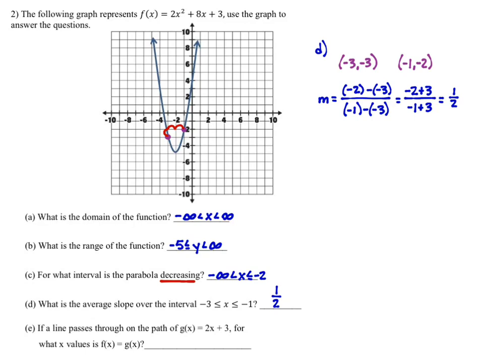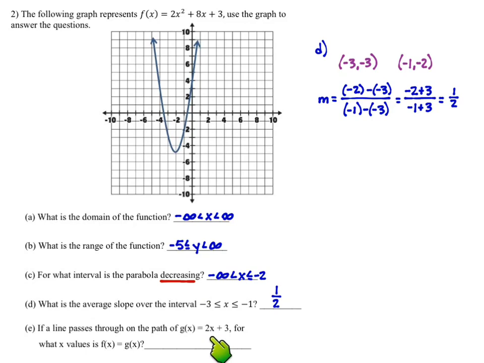For part E, it says if a line passes through on the graph g of x equals 2x plus 3, for what x values does f equal g? Now this problem is a review problem from the last unit, but it's an important one. So we have this parabola, and then we also have this line, 2x plus 3.